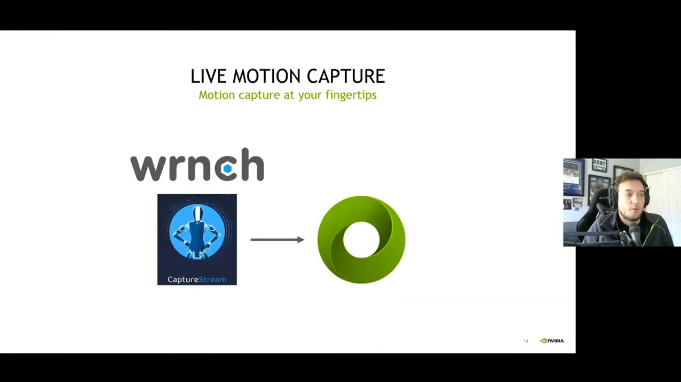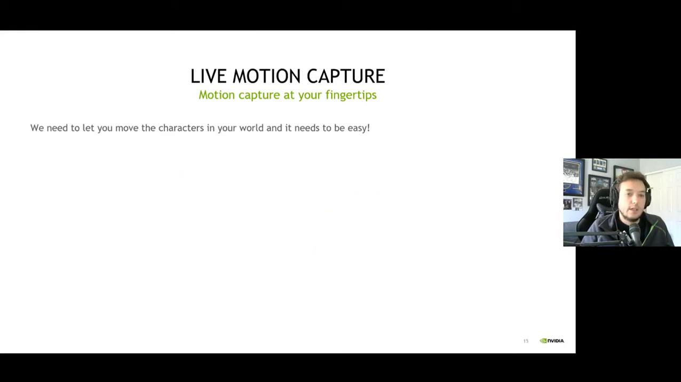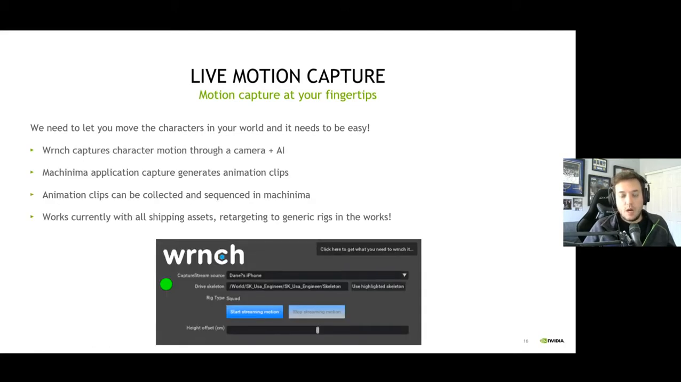So first I want to talk about Wrench. Wrench is this real-time motion capture engine that we're providing with the Machinima launch. We need to let you move these characters in your world, and it needs to be easy. How we do this with Wrench is currently you'll have an iPhone on iOS. You will download the Wrench application. With this Wrench application, you simply point your phone at you, and it begins capturing motion capture. This does this through the camera and magic of AI.